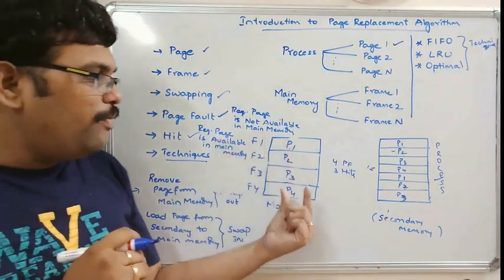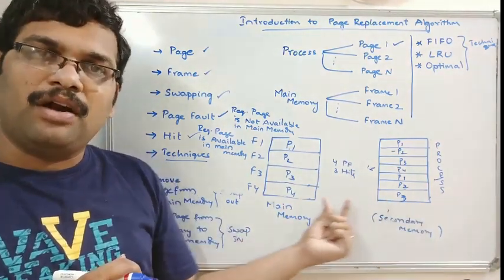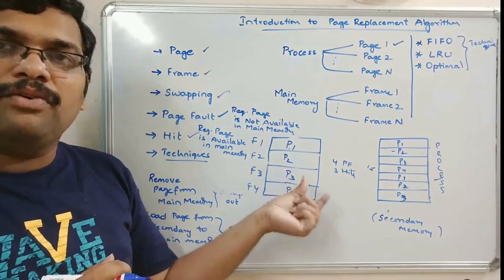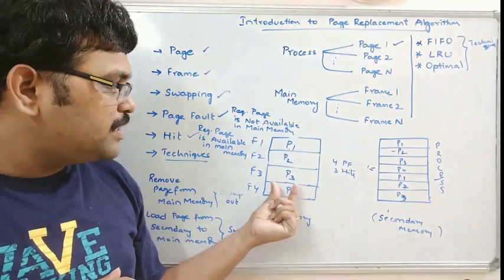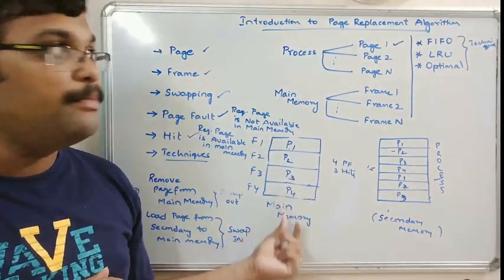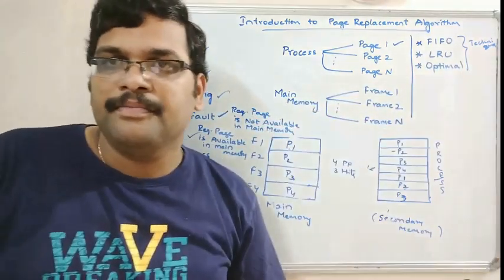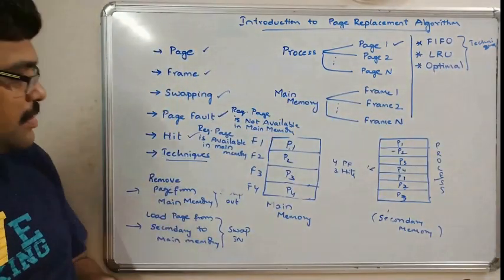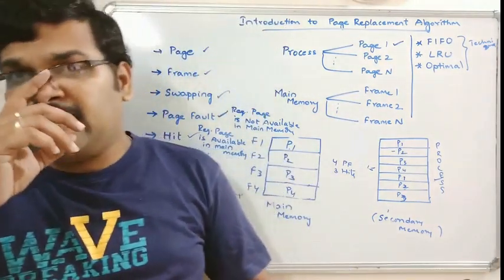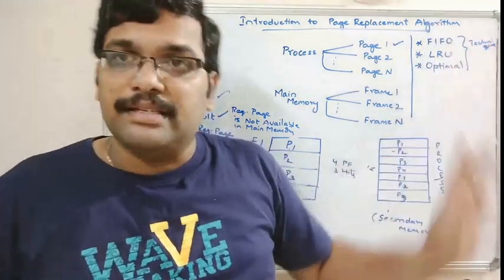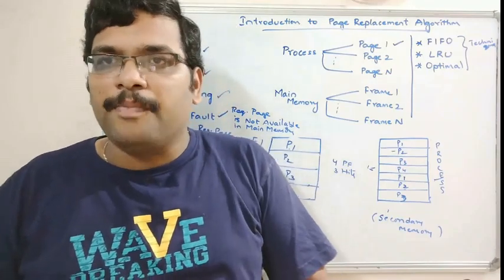And techniques: if the memory is full and the required page is not available in the main memory, then we have to replace one page with the required page. The selection of the page to be removed from the main memory will be done with the help of these techniques, FIFO, LRU and optimal. Hope you understood this introduction to page replacement algorithms. From the next session we will go with FIFO, then LRU and then optimal.